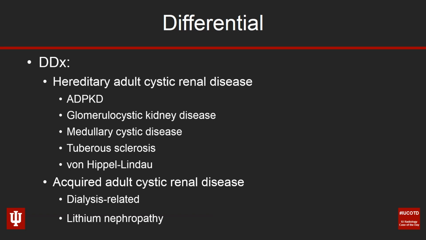The differential for multiple renal cysts includes a host of hereditary and acquired diseases, and attention to kidney size, the size and location of the cysts, and patient history helps differentiate between them. Hereditary causes for cystic renal disease include autosomal dominant polycystic kidney disease, glomerulocystic kidney disease, medullary cystic disease, tuberous sclerosis, and von Hippel-Lindau. Acquired cystic renal disease more commonly occurs as a result of dialysis. However, lithium nephropathy also results in renal cysts. Renal cysts, of course, can also occur incidentally with age.